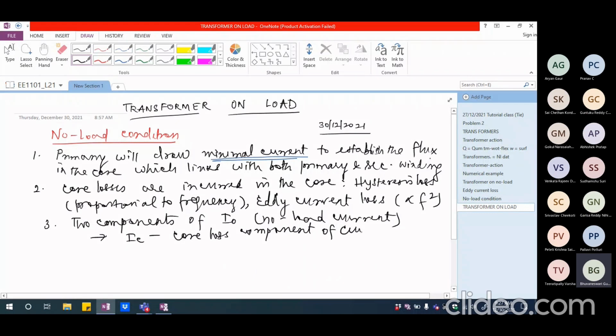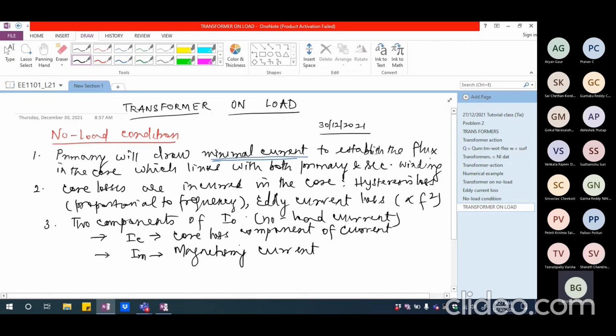Okay, and the other component of current is going to be the magnetizing current. So the magnetizing current is the one which is responsible for establishing the flux. That's what we said in the last class. And we said that generally the magnetizing current is also small because the reluctance of the core is very minimal. The permeability is pretty high for the core material. But nevertheless, if I compare these two, the core loss component of current generally will be a smaller fraction as compared to the magnetizing current if I compare it with the total value of I0.